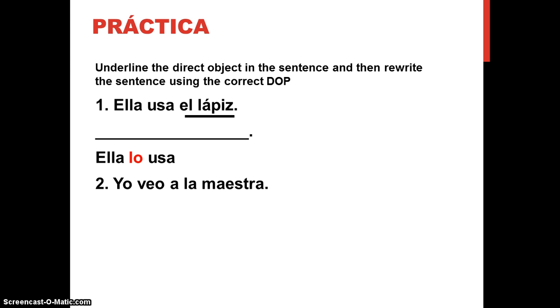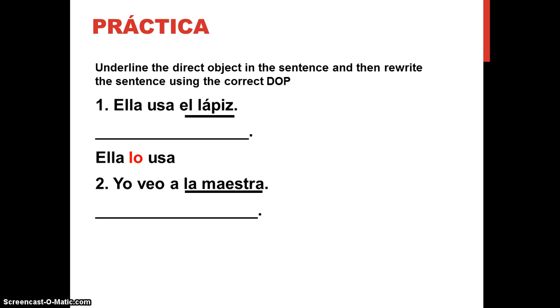Yo veo a la maestra. I see the teacher. First of all, underline the direct object. Who do we see? You should have underlined the teacher. Now we're going to rewrite this sentence using the correct direct object pronoun to say I see her. Now keep in mind our word order is different.